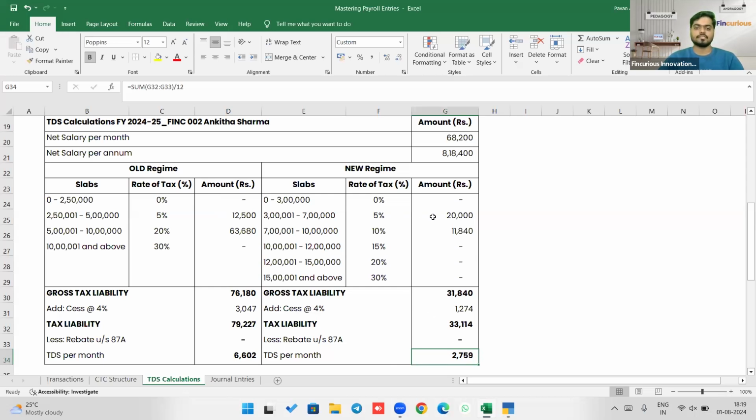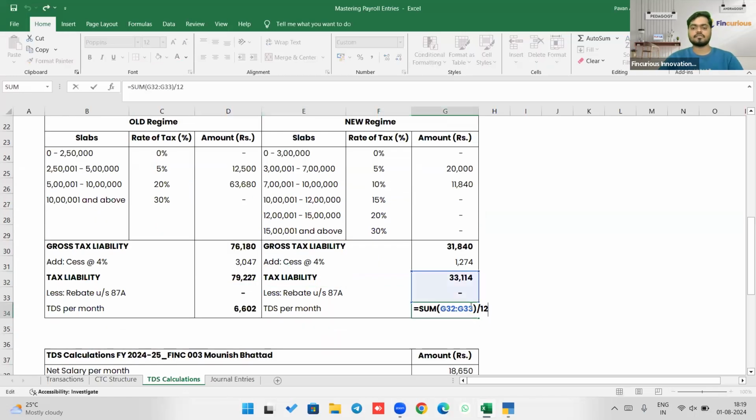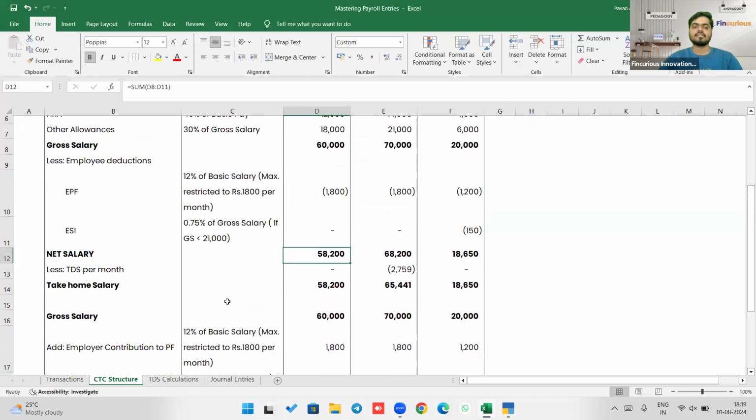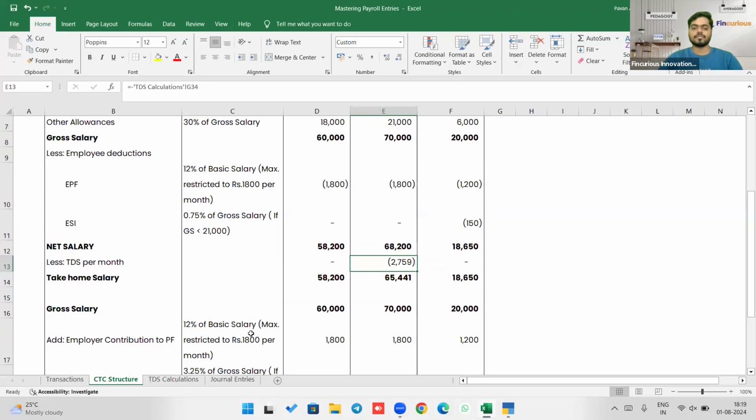So till 3 lakh it is zero. From 3 lakh 1 rupee to 7 lakh it is 5%. 4 lakhs into 5% is 20,000. And from 7 lakhs to 8 lakh 18,400, it is 1 lakh 18,400 into 10%. That will give you 11,840. Both put together 31,840. Add cess and it will give you 33,114 tax liability per annum. So there is no rebate allowed, and TDS per month would be this 33,114 divided by 12, which is 2759. So that 2759 is the TDS per month for Ankita.